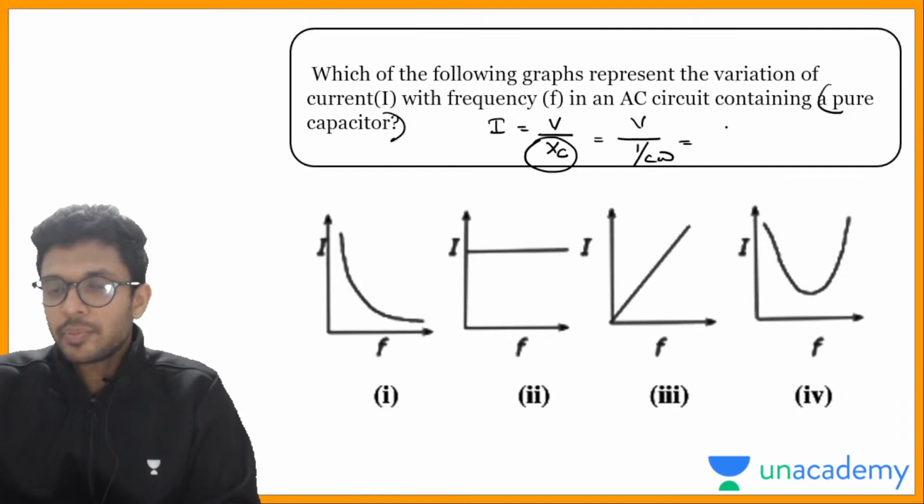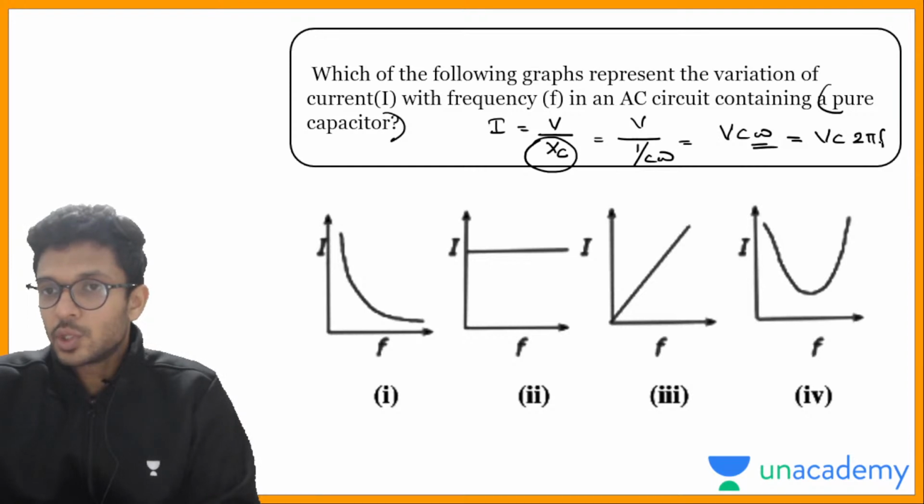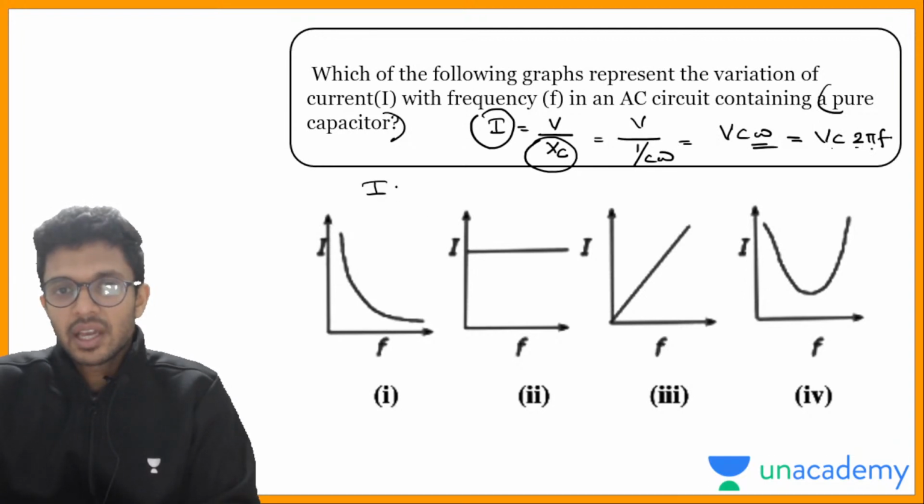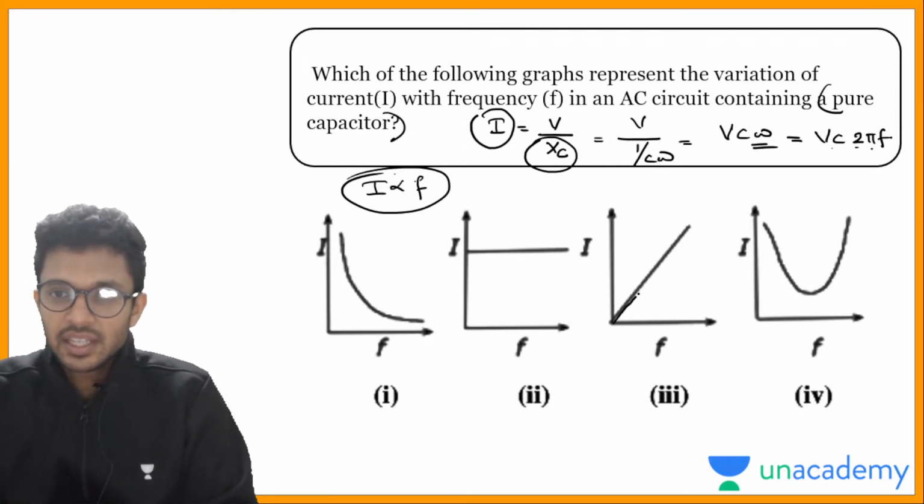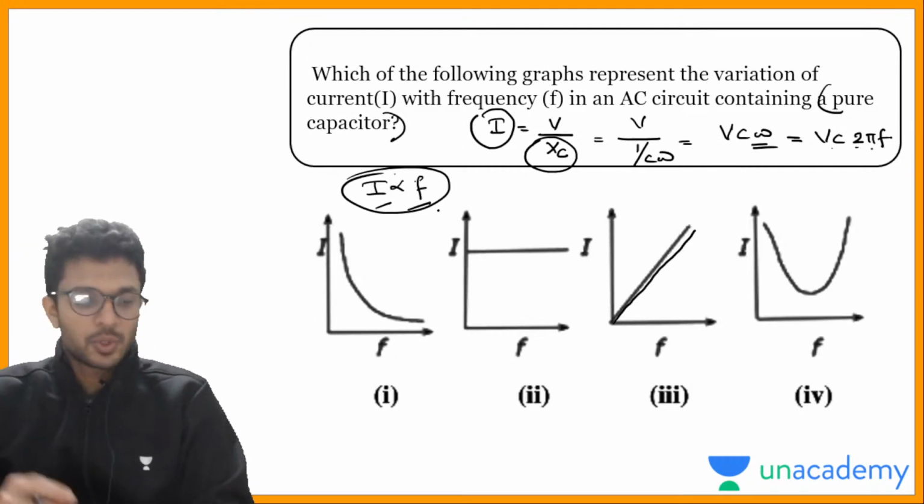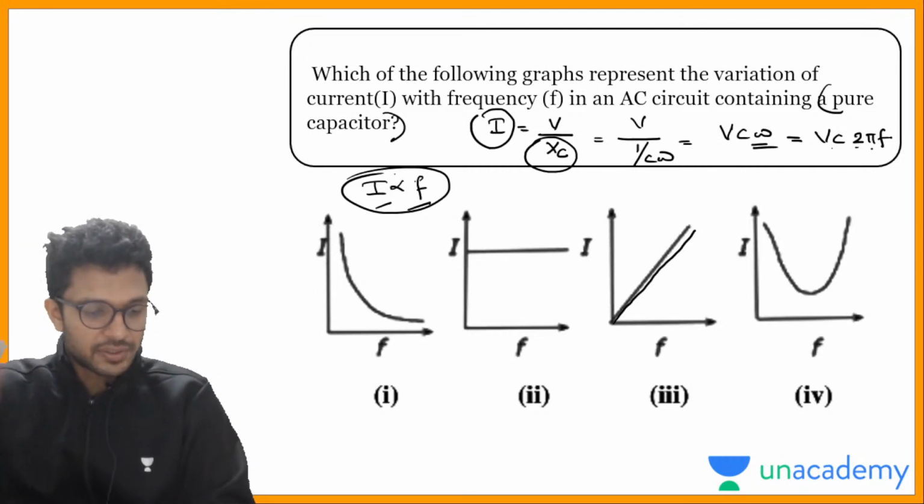So omega goes up, so V C omega. Here you need frequency, so how will you write it in terms of F? Omega is equal to 2 pi F. So you can see current I is equal to V C into 2 pi F. That means I is directly proportional to frequency. So which is the graph? It's a straight line graph because current and frequency are directly proportional to each other. It will look like this.